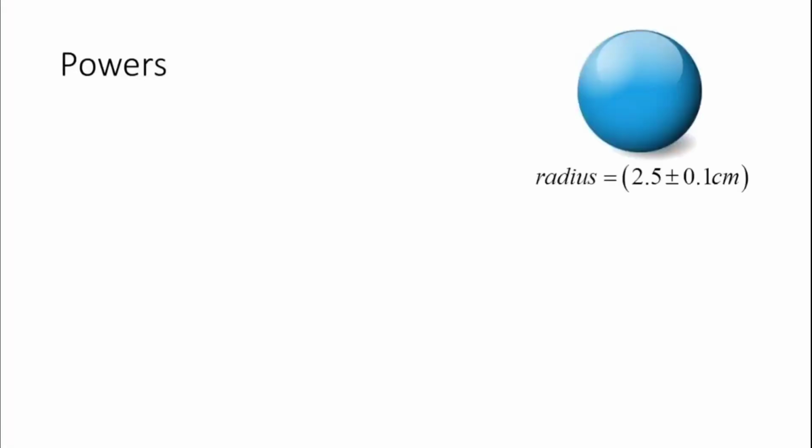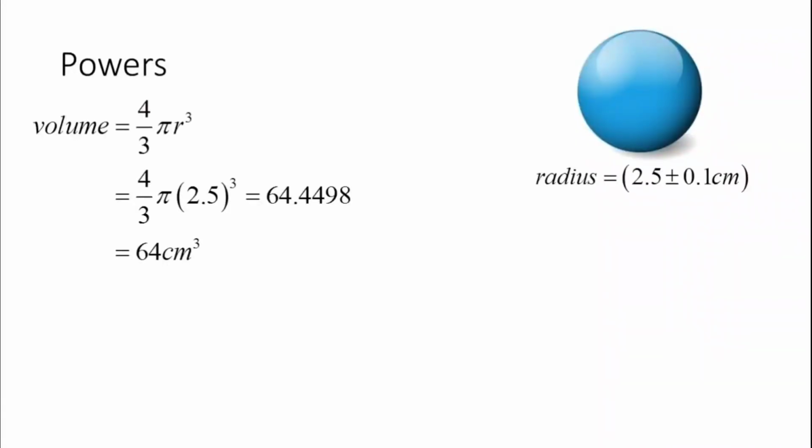We are going to do another example. In this example, we are going to find the volume of a sphere. The equation for the volume of a sphere is 4/3 pi r cubed. The radius is raised to the third power. Using the equation, we get the volume of the sphere equal to 64.4498. We are going to round off this value to two significant figures. We have 64 centimeter cubed.